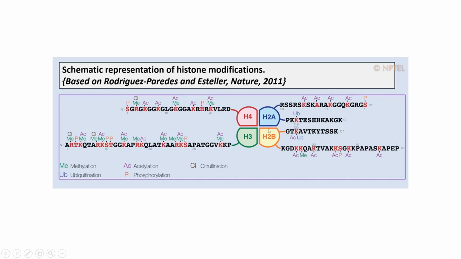So here you can see H2A and H2B have an N terminal tail, and they also contain the C terminal tail. In the C terminal tail, you can see the ubiquitination, but on the N terminal tail, you do not see any ubiquitination, in all the four histones. So this is one novel thing.